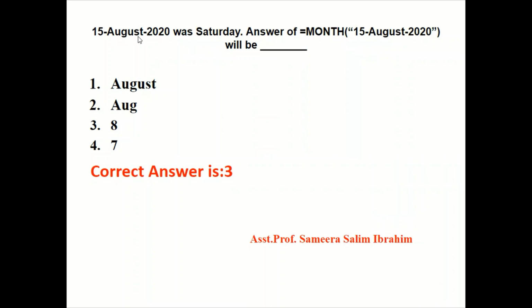Next question. 15 August 2020 was Saturday. What is the answer of the month? Now, instead of weekday, the function here is month, and in brackets, in inverted commas, 15 August 2020 is written. Again, as I told you, weekday and month always give the answer in number format. It's not going to give you August. It's going to give you 8, because August falls on the 8th. January 1, February, March, April, May, June, July, August. So it's the 8th month. The answer will be 8.